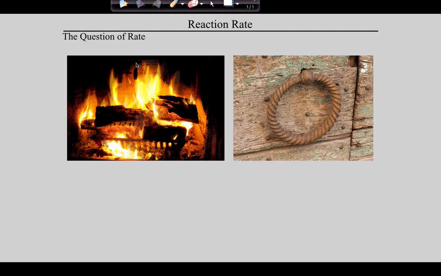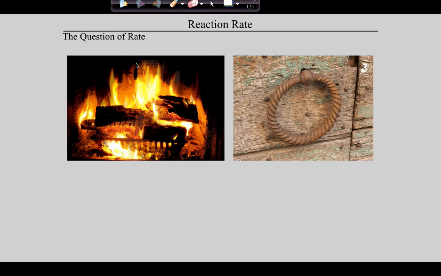But that's the question. We're going to bring this slide up at the end of the day, and you're going to be able to intelligently talk about why burning is faster than rusting, and you're also going to be able to talk about what we could do to make either one of these go faster, and that's the point of the lab on Tuesday. You get the idea? Okay, go ahead.